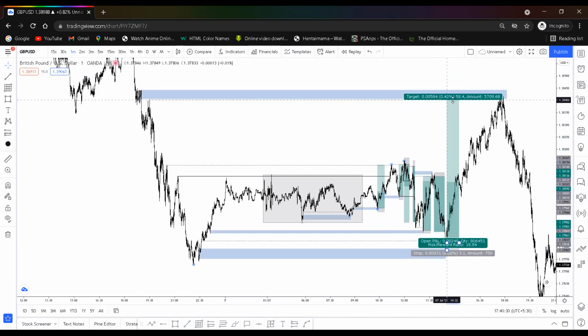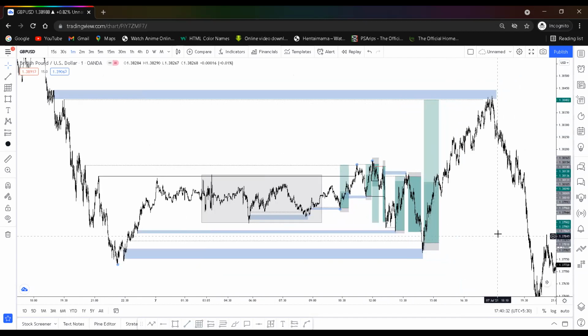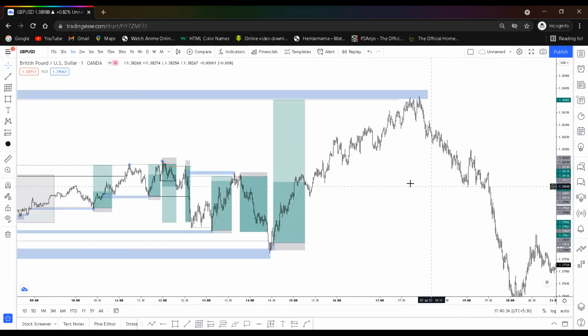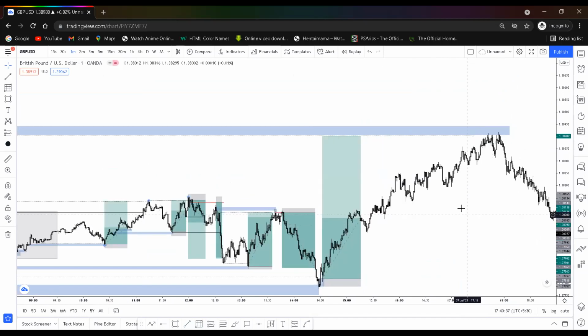See how we're making money out of each move in the market? Like every single move. It's honestly crazy. It is crazy.